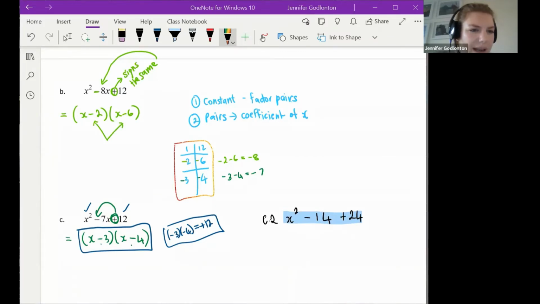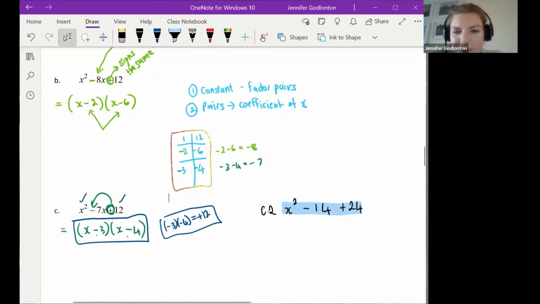Was there anyone that I didn't end up getting to? I think that was everyone's hands. Okay, let's have a look at this one on the right-hand side now, for anyone who gave that one a try.